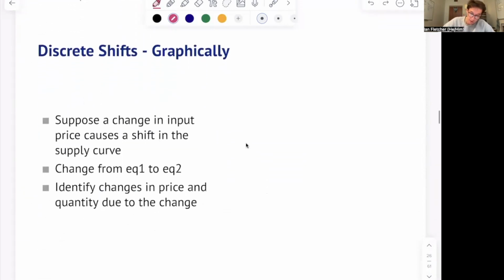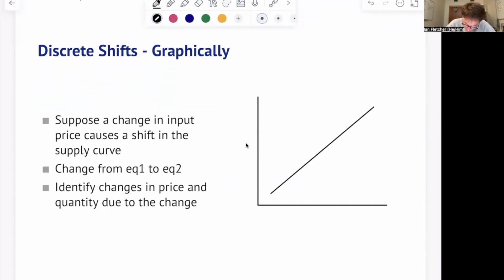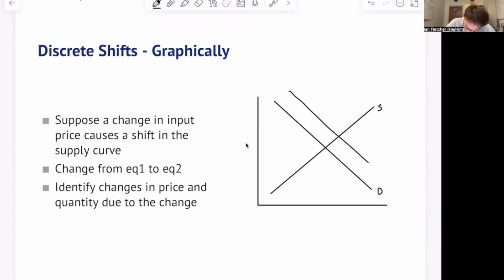So let's talk about some discrete shifts, what happens graphically, right? What we should be able to do graphically is just going to be kind of qualitative directions. So suppose we had a demand, and then suppose we had supply, or sorry, that is not labeled correctly. This is supply, this is demand. Suppose our income increases, so our demand shifts out, right? So this is demand one, this is demand two.